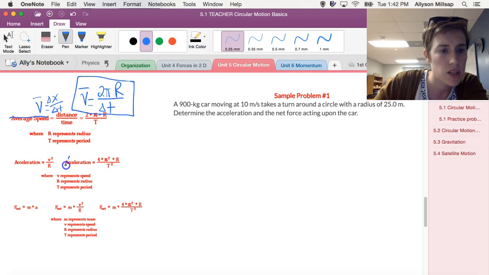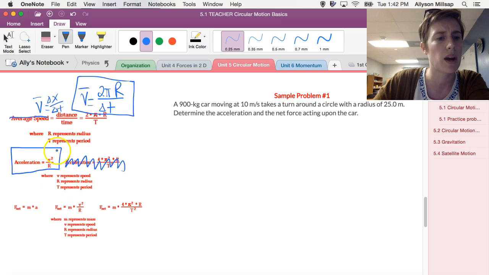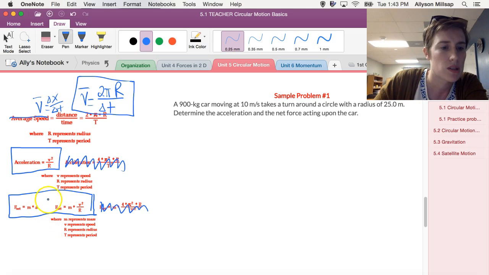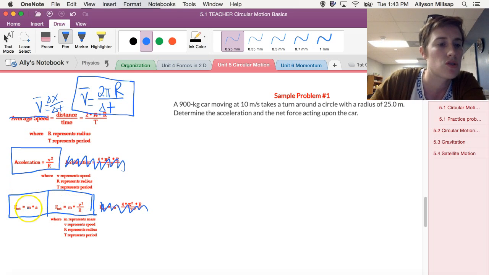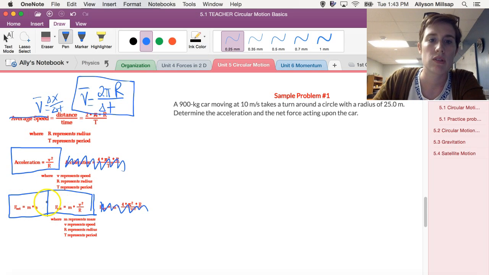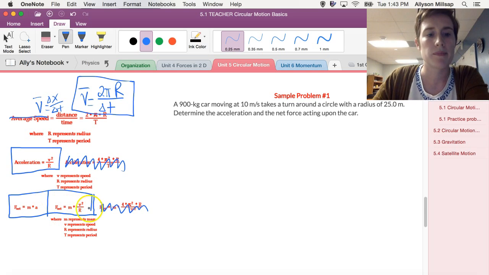For acceleration, we're going to use this formula: v squared divided by the radius of the circle. And then lastly, we're going to use these two formulas to find our net force. Most of the time, you probably won't need to use the middle one. You'll just use the one on the left, but I'm writing them both there if you'd like to use the middle one. So let's get started.